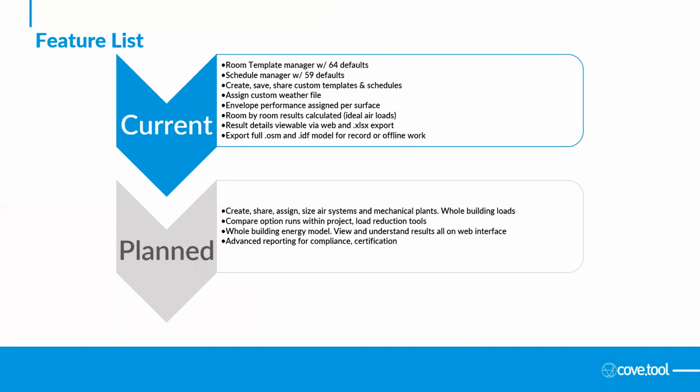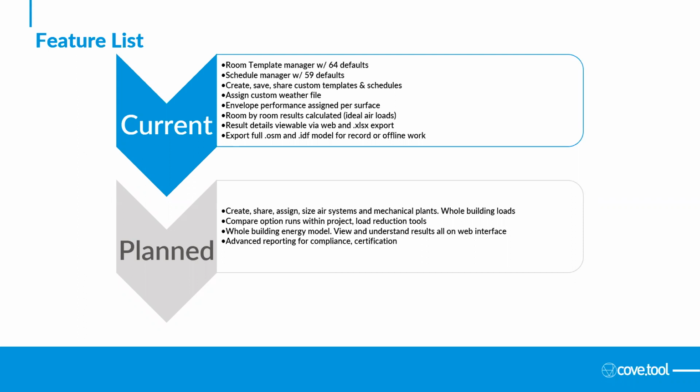So a quick rundown of what we're going to see today. Some of the current features: the room template manager, which I touched on already a bit, with being able to save to firm and personal libraries. We have a schedule manager, custom weather file, envelope performances, so the room by room results, which are all running, again, via EnergyPlus. We have some of the exports, so everything's viewable on the web, but of course we know we need record copies of things, so we have some records that we can export out.